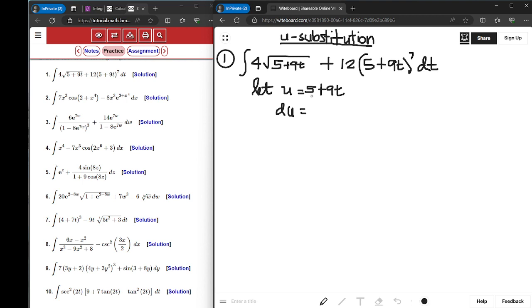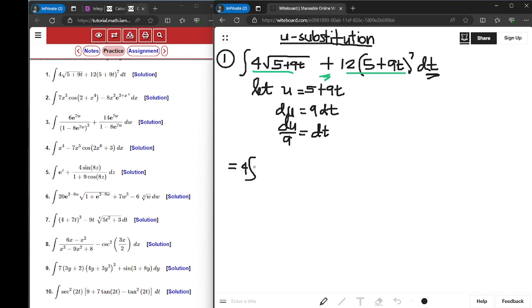the derivative of 5 is 0. Then you have plus 9t, the derivative of that is 9 dt. But we only have here dt. So we can say that du over 9 is equal to dt. Then we will integrate them separately since there is a plus sign here. So this would be one integration, and this is another integration process.